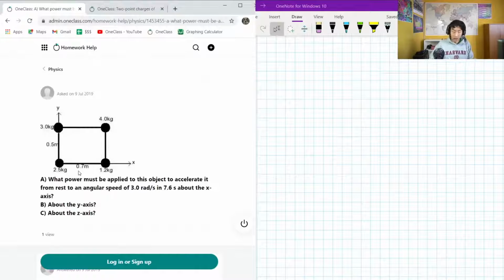Okay, so the next question that we have on the menu today is asking us how much power must be applied to this object to accelerate it from rest to an angular speed of 3 radians per second in 7.6 seconds about the x-axis. And then it's asking us similar questions if we wanted to get it to rotate about the y-axis and about the z-axis. Okay, so this is a very fascinating question.